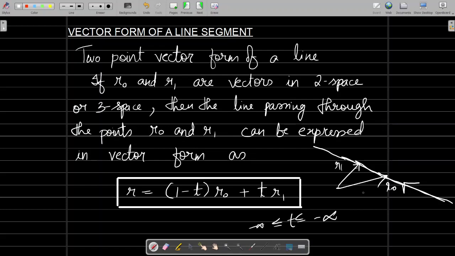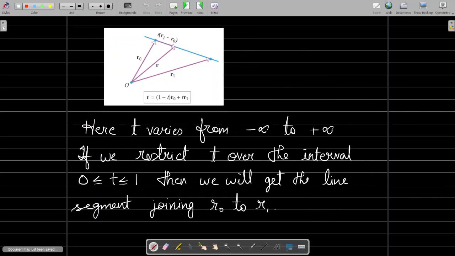Okay, so this will give you the line joining r0 and r1. Now here specifically, if we restrict t between 0 and 1, then I will get the line segment joining r0 and r1. I'll repeat once again: if we restrict the t values between 0 and 1, we will get this line segment joining r0 and r1.